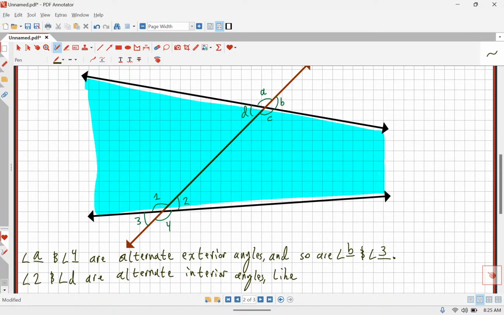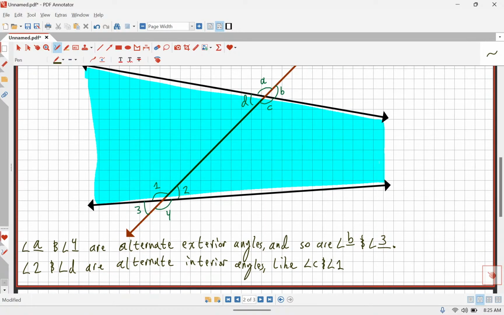Which other pair of angles do you think are alternate interior, Henry? Angle C and angle 1. Very good. Angle C and angle 1. Because they are on opposite sides of the transversal, but inside the river, right? In between. Okay? Perfect. That means there's two more relationships.